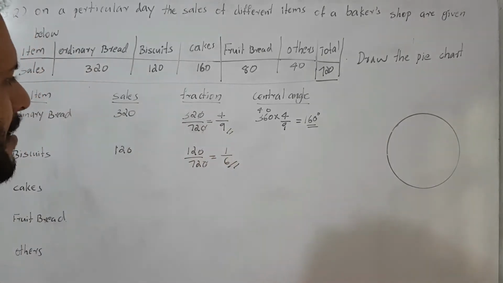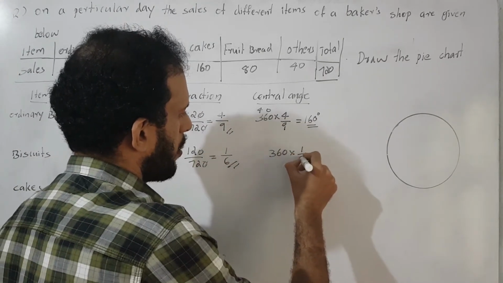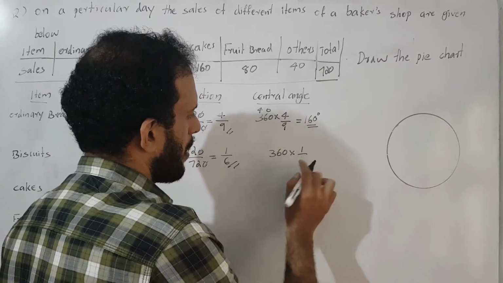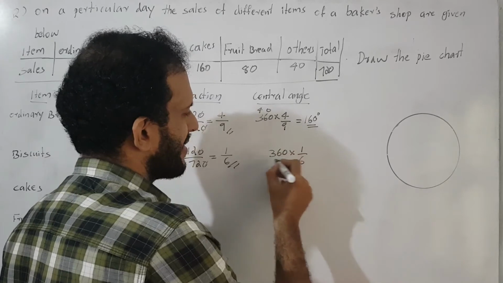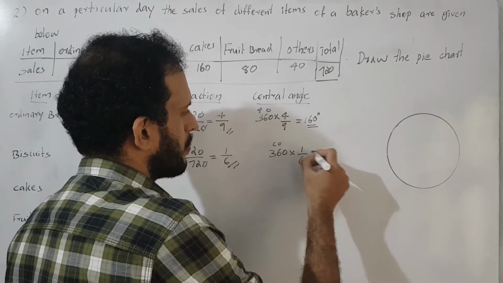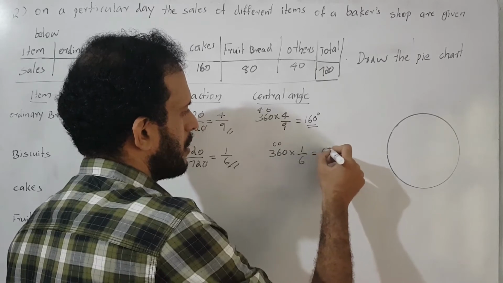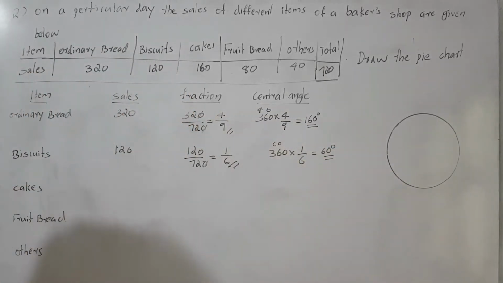So we divide the central angle, which is equal to 360 into 1 by 6. Then 360 is possible to reduce by 6. 36 by 6 is 6 times, then 0, so 60. Then 60 into 1 is 60 degree. So the central angle of biscuit is 60 degree. Correct?